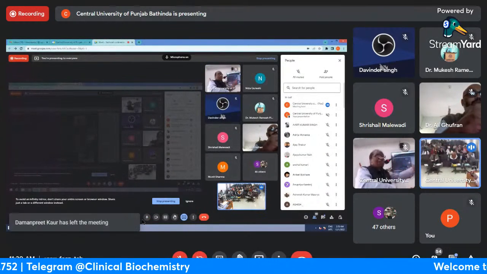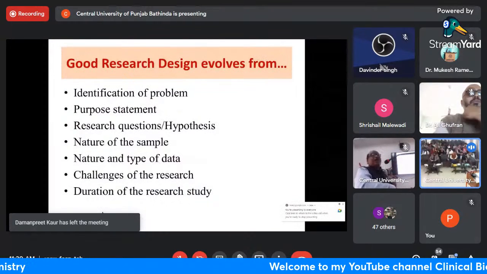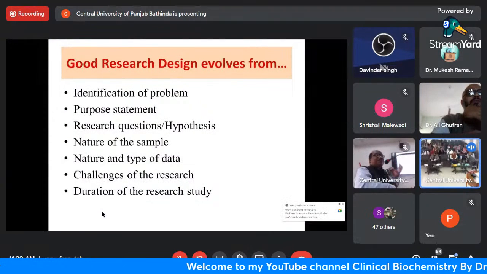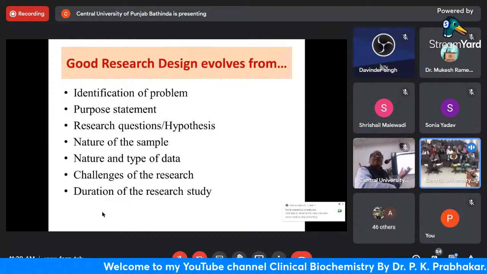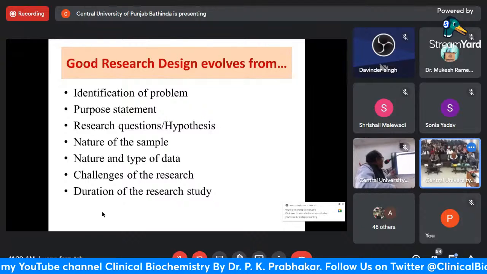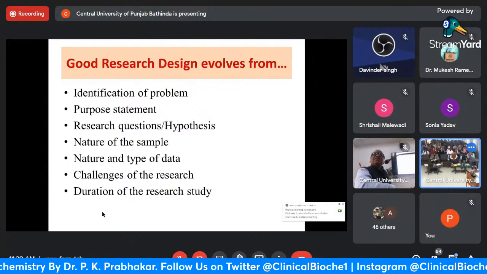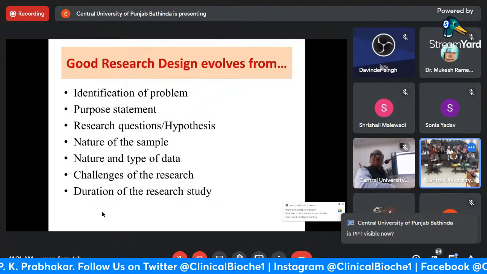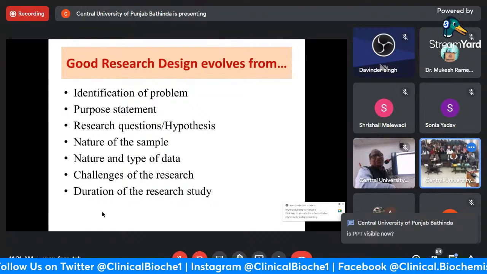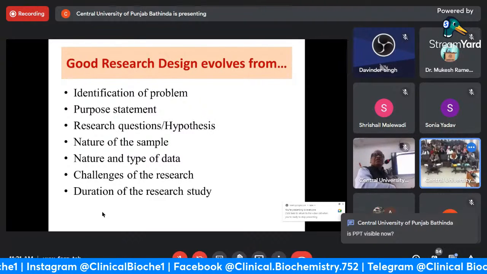Urban area or the rural area? Where are you collecting the data? So these are certain aspects. Accordingly, designers will come to the picture. Challenges. What possible challenges are you supposed to face while conducting the research? So many things will come to the picture.